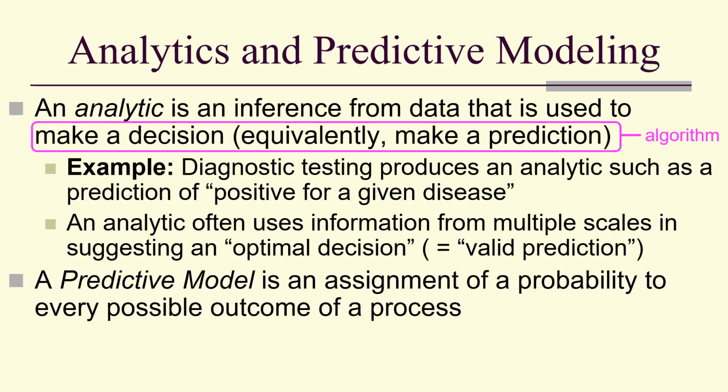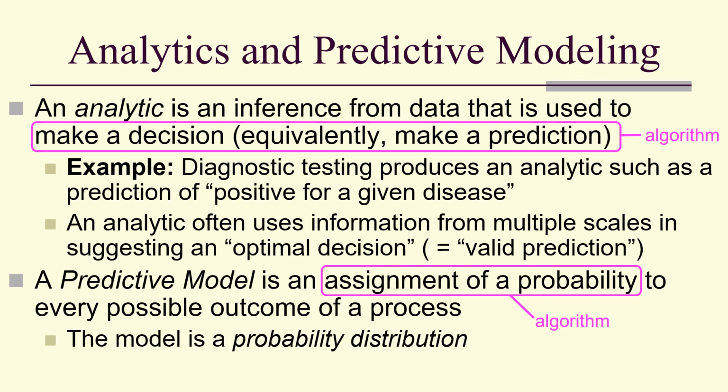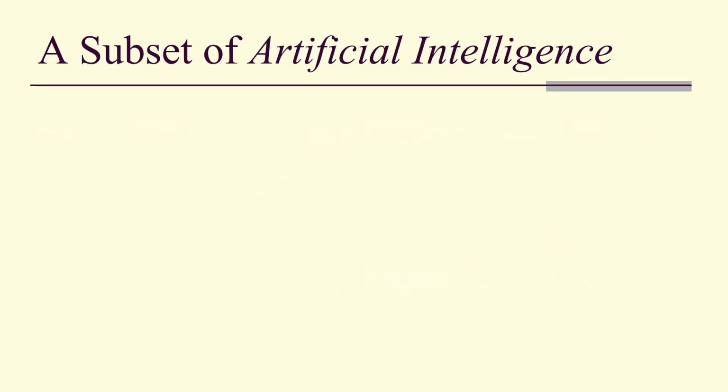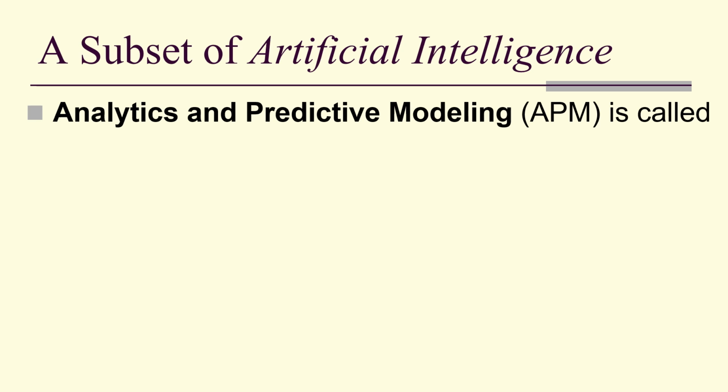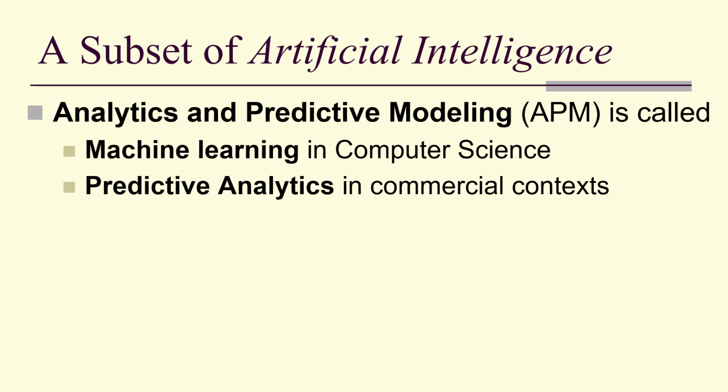A predictive model is an assignment of a probability to every possible outcome of a process. And notice, this is an algorithm. A predictive model is what a machine learns in machine learning. The model is a probability distribution, and the prediction of the model is often an optimal distribution. Now, this is a subset of artificial intelligence. Analytics and predictive modeling is often called machine learning in computer science or predictive analytics in commercial contexts.